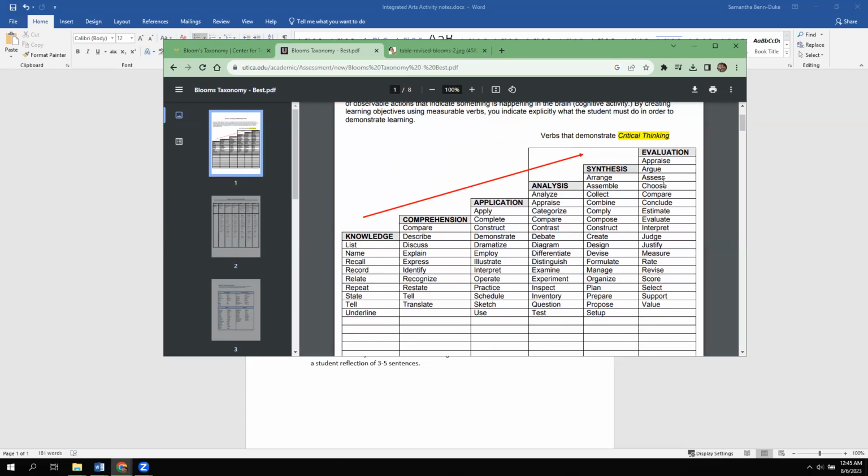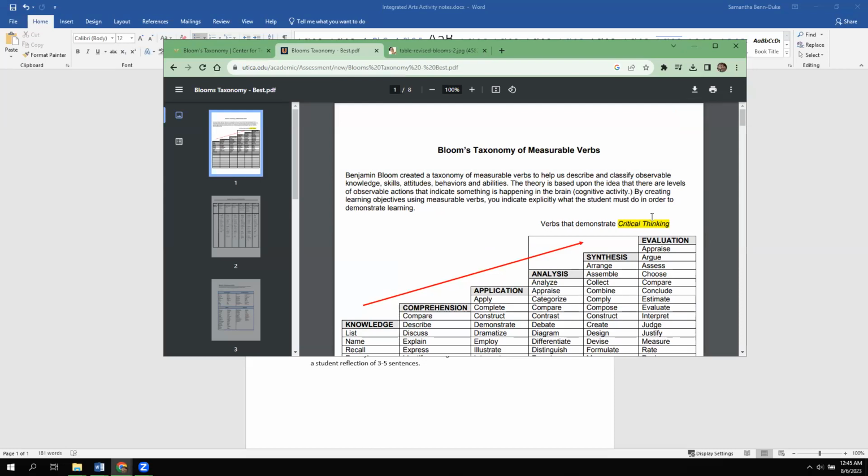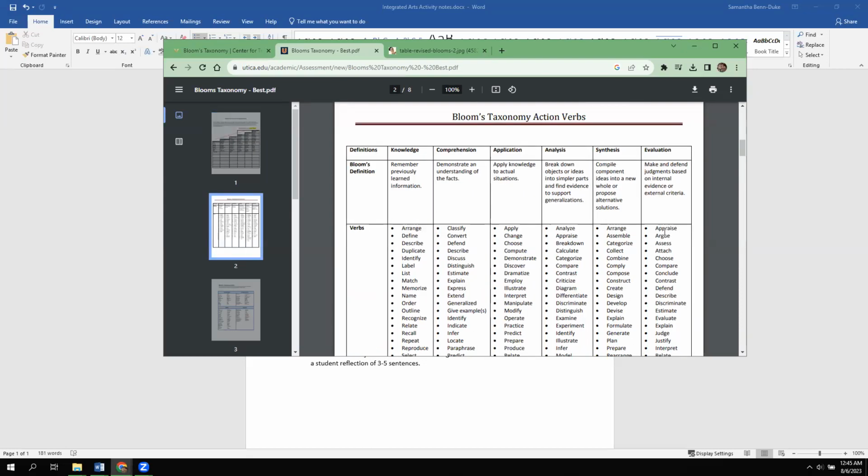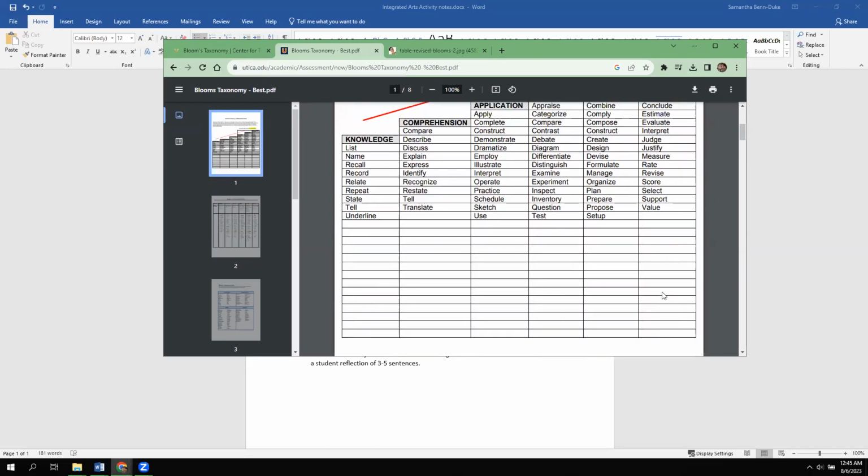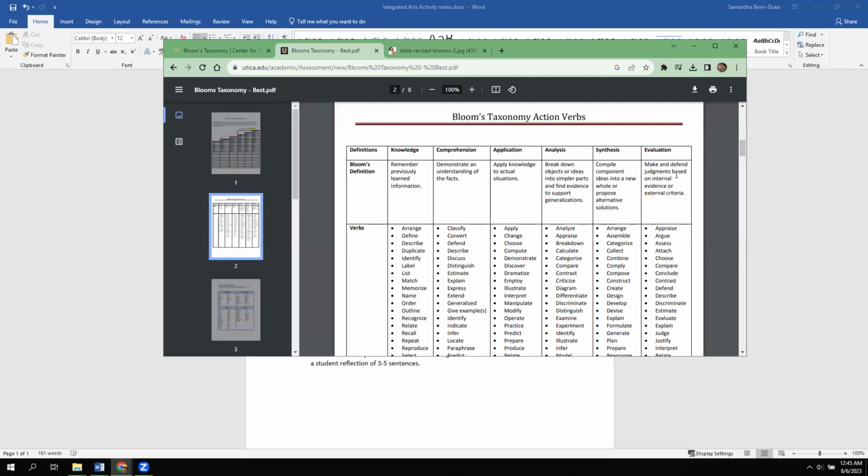And one thing that I do ask you to do is use a verb that begins with at least the level of application. Don't do knowledge or comprehension, but start here. So you can use from any of these 4 areas. And I like how this list has that critical thinking. And then here's another way that they are organized. And again, we're looking at the application and above level for these.